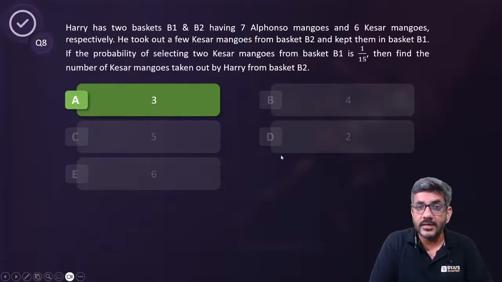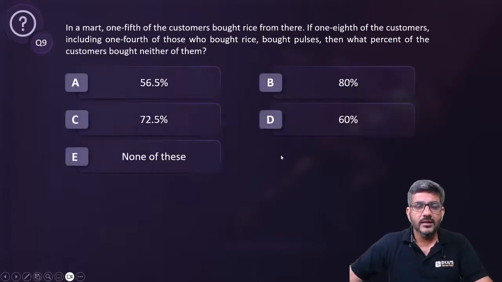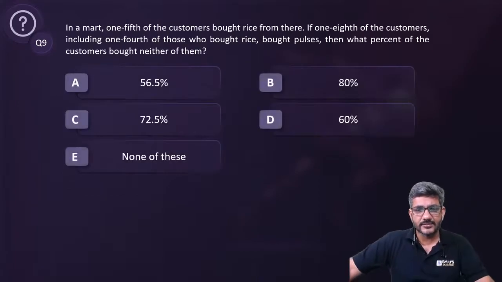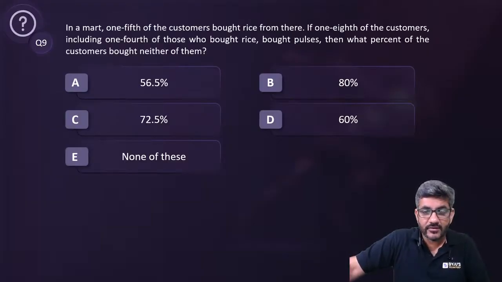That was question number 8. Now we move to the penultimate question, which is question number 9. Let's try this question as well. Let me see how many of you answer this correctly. I'll tell you a little fast way of doing this question. Yes, Nikhil also got it correct in the previous question, apart from Vijay.